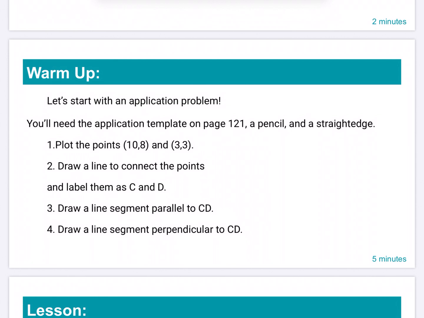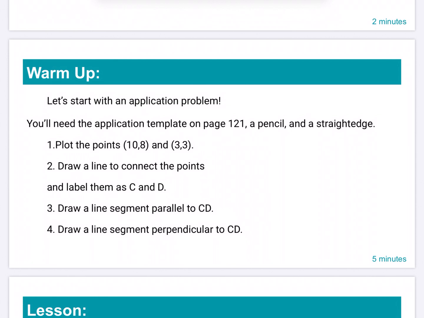Okay, so our objectives today. Our content objective is I can draw symmetric figures using distance and angle measure from the line of symmetry. And our language objective is I can explain how I know figures are symmetric using complete sentences.